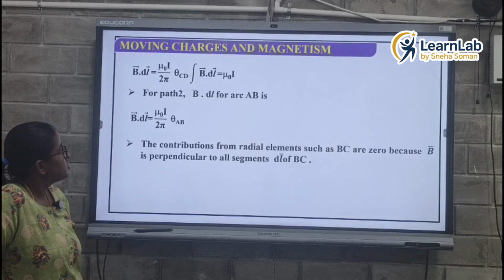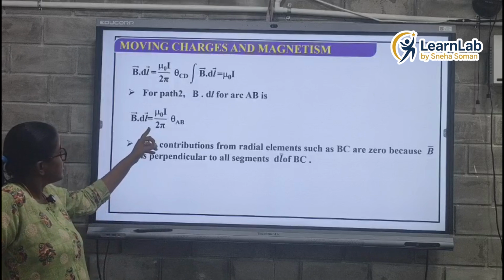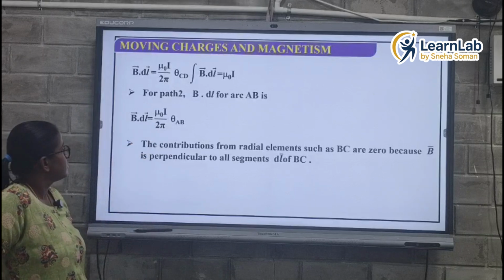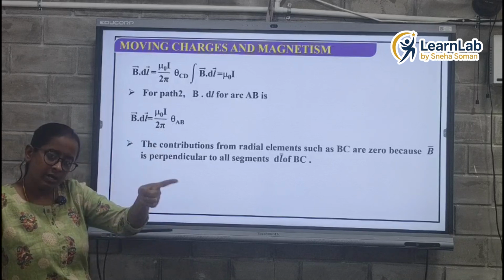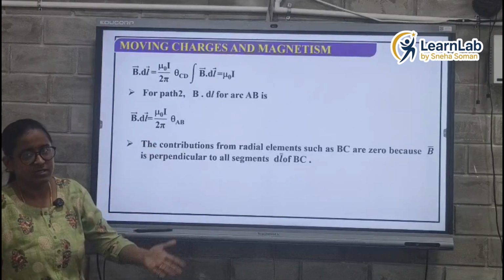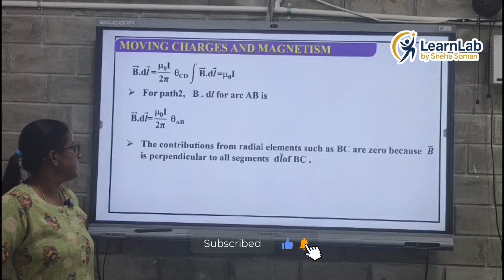For path 2 also, for arc we are getting AB arc. So bit by bit we are taking as an arc, so together it will make us a circle. Okay, that's why we are taking last two first.